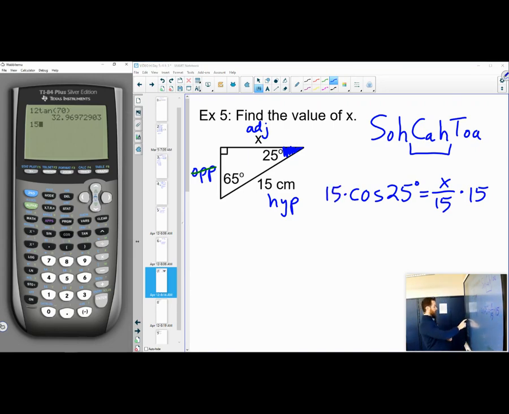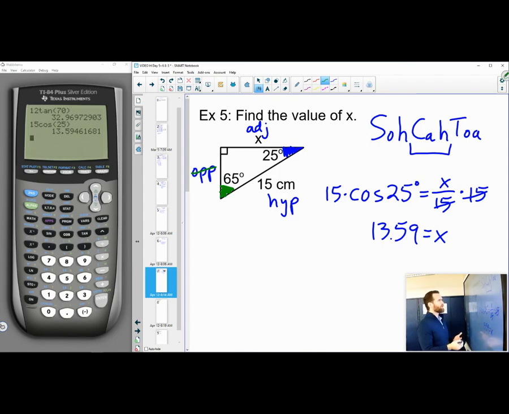15 times cosine of 25, and we get 13.59. So we get 13.59 equals x, because the 15s cancel out. So that's one way. But what if you out there had chosen 65? Would you have gotten the same answer that I just did?